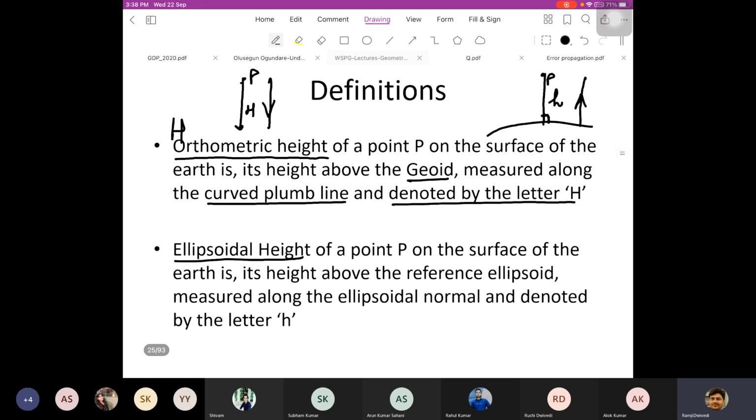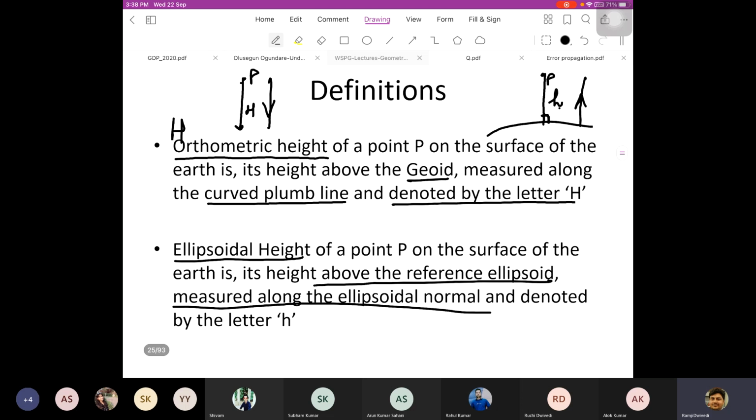Here, you are just dropping the perpendicular from your point. When I drop a line perpendicular for that point, it will follow the line of gravity, the curved plumb line, and that would meet the geoid at a point, and the height above the geoid would be capital H. But in the case of the ellipsoid, you cannot see the ellipsoidal normal. So from the ellipsoid, you go perpendicular towards that point, and you would get this small h. So there are two different things between your definitions. It is height above the ellipsoid, measured along the ellipsoidal normal.